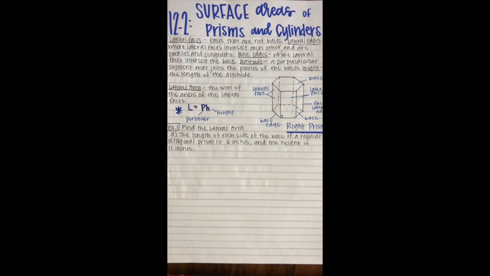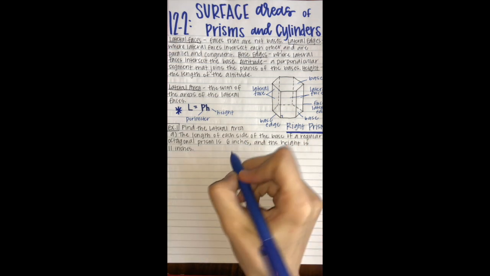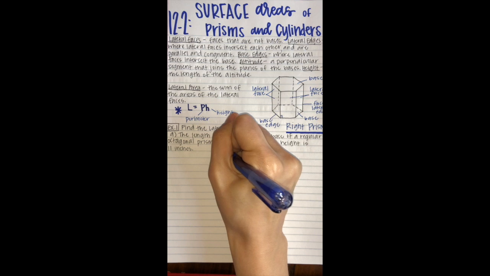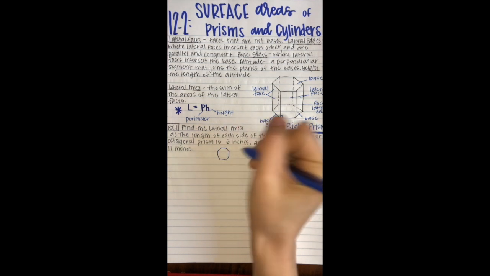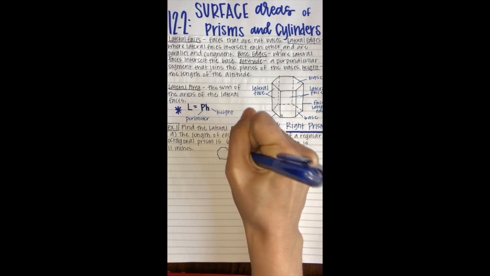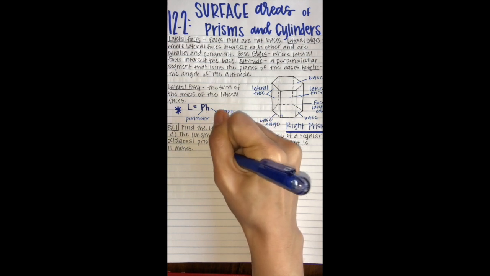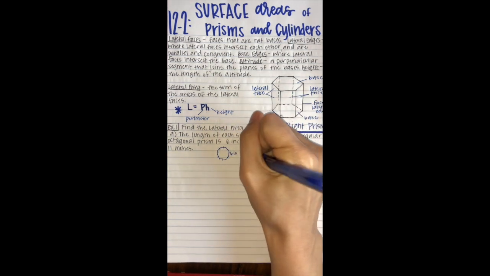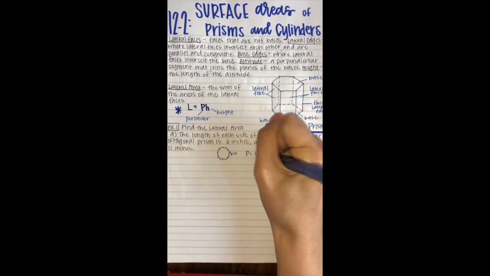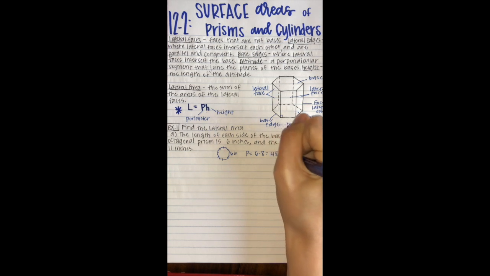Okay, so for our first example, we're finding lateral area. We're told that the length of each side of the base of a regular octagonal prism is 6 inches. So that means that the base would look like an octagon. 1, 2, 3, 4, 5, 6, 7, 8. And all of these are 6 inches. So our perimeter then is adding 6 to itself 8 times, or you could say 6 times 8. So perimeter is 6 times 8, which is 48 inches.